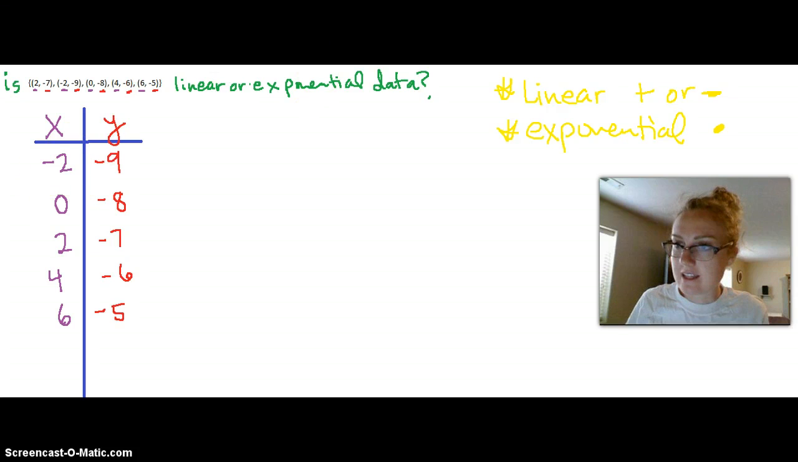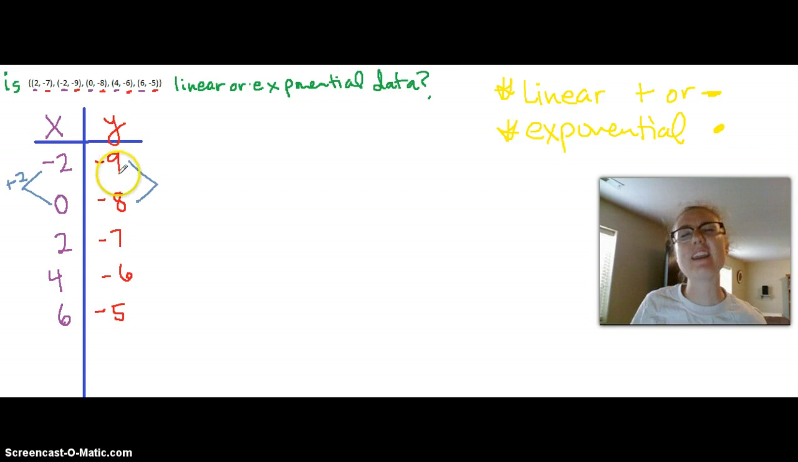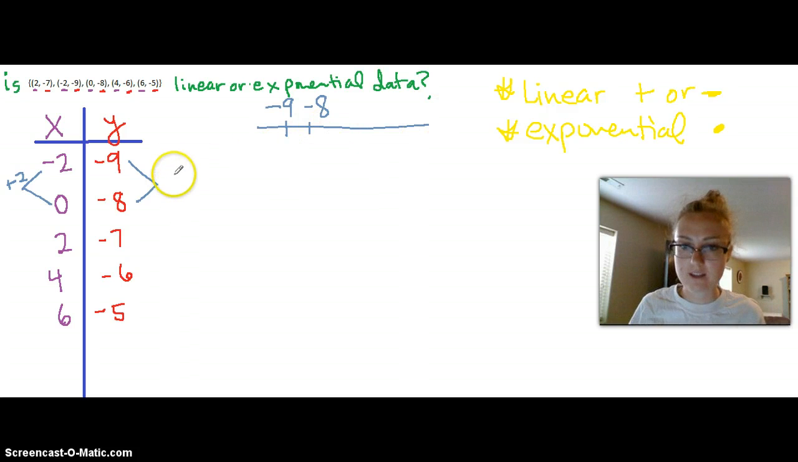Now from -2 to 0, how much did we increase in the x direction? Well, we went up 2. Now, what happens with y? The y values here, we go from -9 to -8. On the number line, we could look at that. -9 is here, and -8 is closer to 0, and it's to the right of it. That means we actually added 1. So what we did here is we went up by 1.